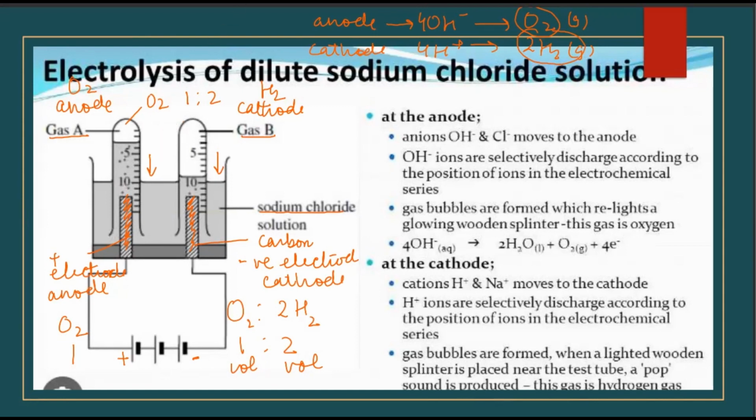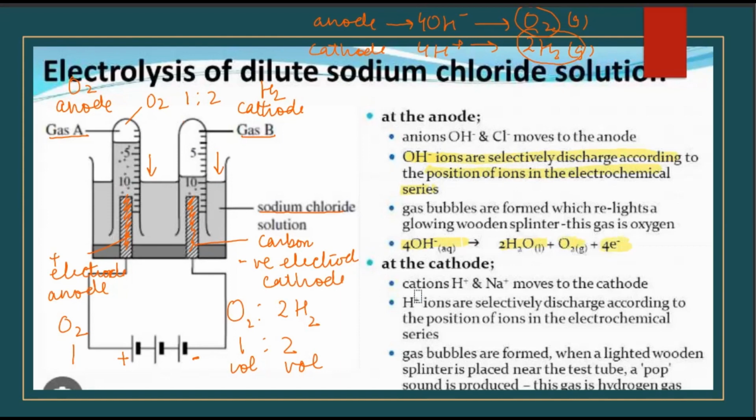So this is how the slides show you the complete details of the happenings at the anode. The anions are OH⁻ and Cl⁻ ions, which are moving toward the anode. But out of these two ions, only one will be preferentially discharged. The OH⁻ ions will be selectively discharged according to their position in the electrochemical series. When OH⁻ ions are discharged, they form 2 water molecules and oxygen by losing 4 electrons.